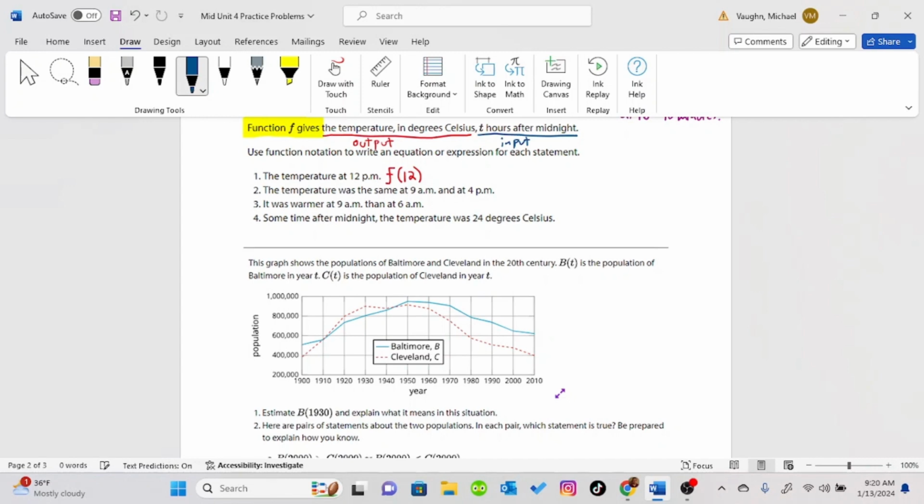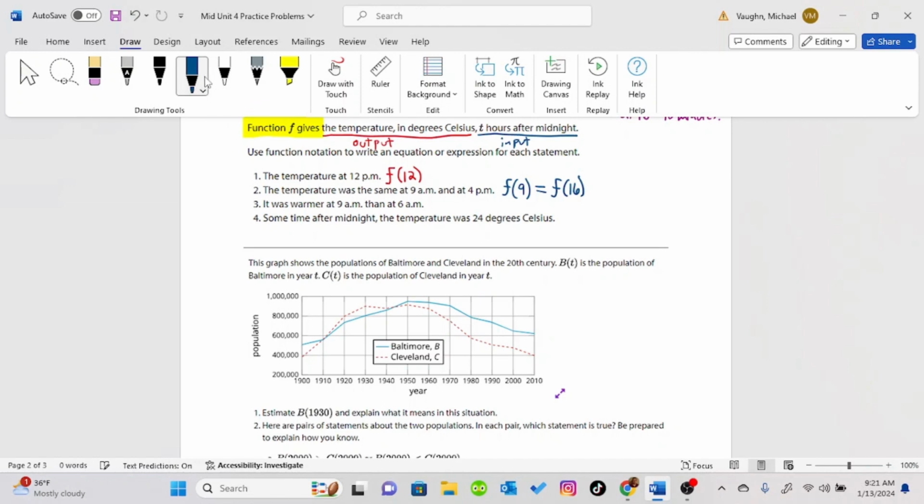Number 2, the temperature was the same at 9 a.m. and 4 p.m. Well, 9 a.m. would be 9 hours after midnight, so that would be F of 9. Same means equal to, and 4 p.m. is 16 hours after midnight, so that would be F of 16.